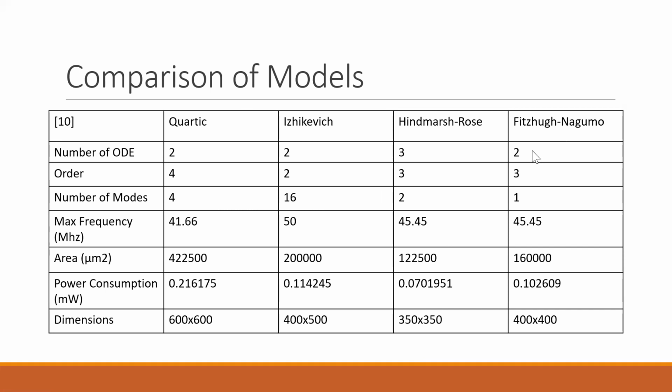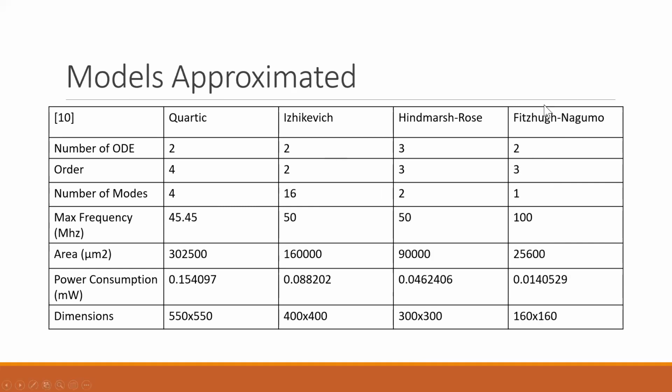The FitzHugh-Nagumo model is quite small as well, but it is not that accurate. It was 300% off. So Hindmarsh-Rose is the clear winner here. But when we approximate these models, you can see the serious reduction of the FitzHugh-Nagumo model right here.